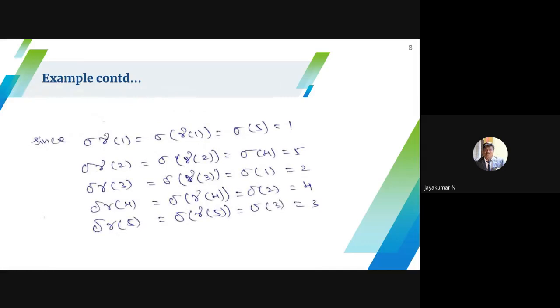So this is the original procedure. First I find the image of 1 in gamma, then the result is 5. Then I find the image of 5 in sigma. That is the original way, which is right to left.